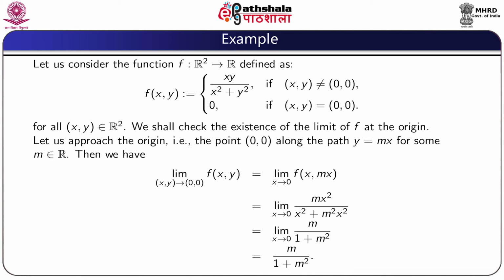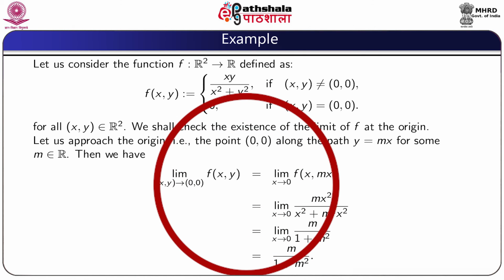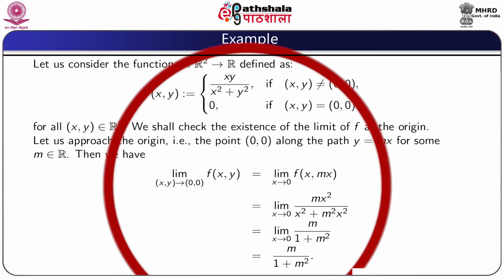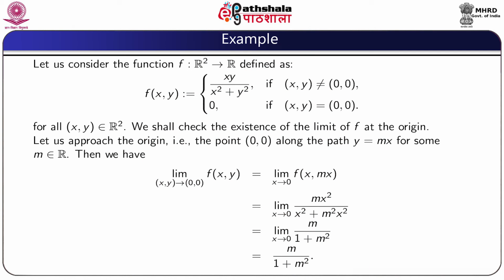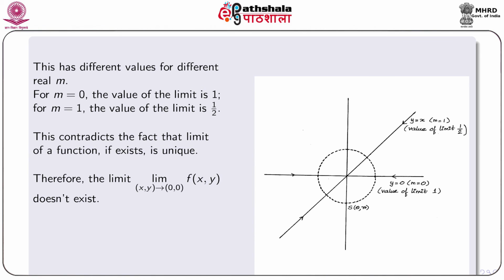We approach the origin along the path y equal to mx for some real m. Obviously, this path is a straight line. Then we find the limit of f(x,y) as (x,y) approaches the origin equals m by 1 plus m square. Now, this has different values for different m.